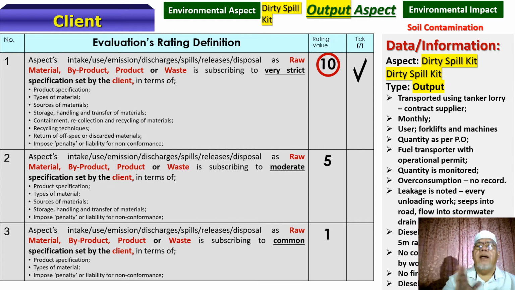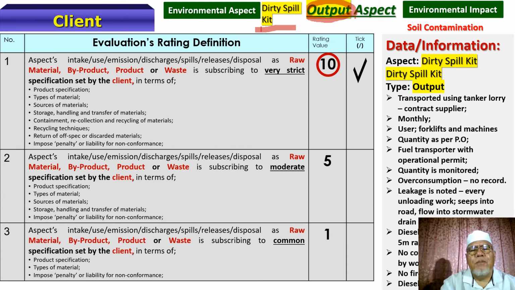So bear in mind, when we do aspects impact evaluation, please remember what our environmental aspect is. Okay, dirty spill kit. Why do I ask this? Because we need to remember that this is an output environmental aspect. Do not be confused with input environmental aspects.